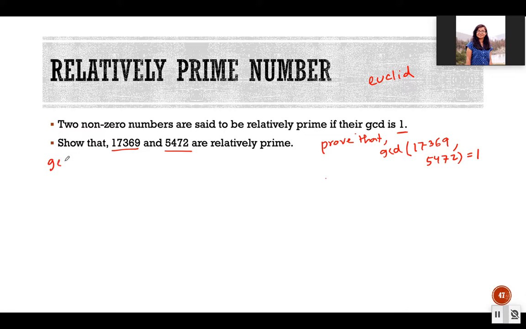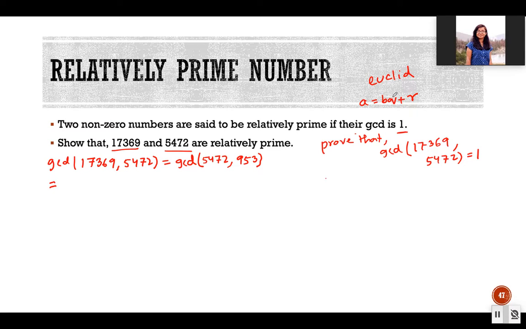Okay, for example, GCD of 17369 and 5472 is going to be the same as GCD of B, so 5472, and if you find A equals BQ plus R, where A equals 17369 and B equals 5472, you'll find the R value should be 953.